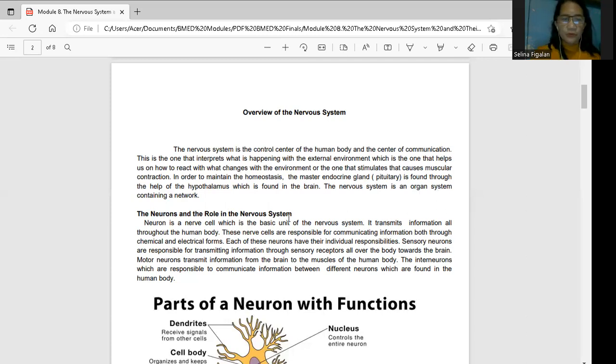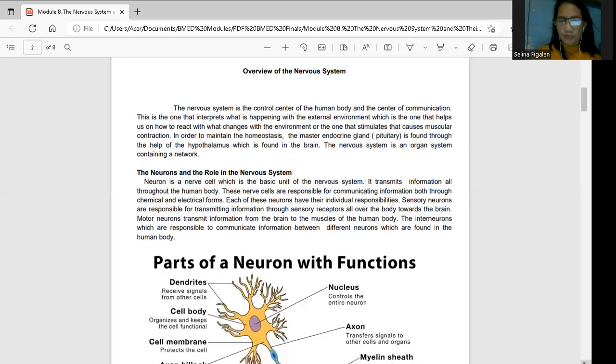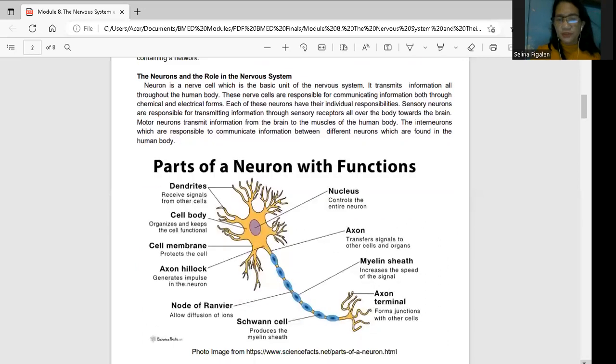Now, the neurons and their role in the nervous system. We have already discussed the different parts of your neurons in your cell lesson. Your neurons are made up of the dendrites. You can see in your cell that it has a nucleus. Humans and even animals are eukaryotes, which means they have a nucleus. This one is the nucleus and this one is the cell body. The cell body is like the cytoplasm in your cell.